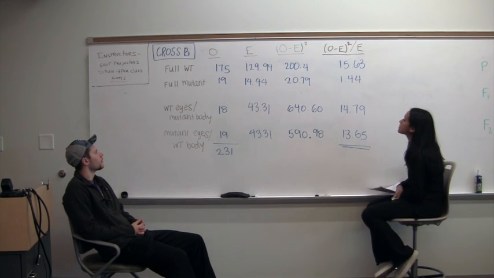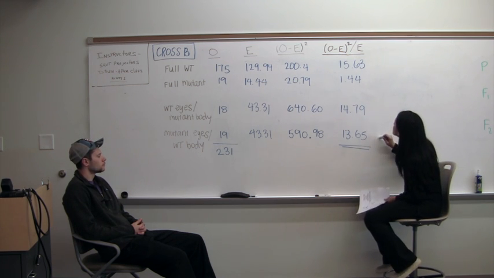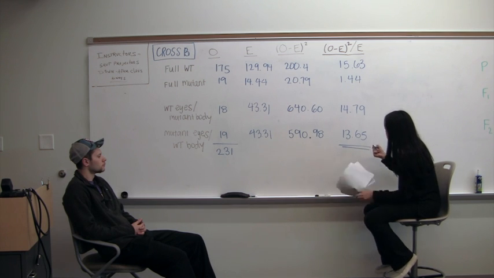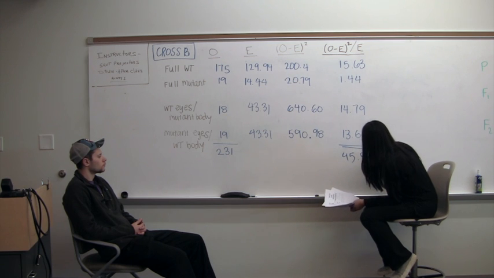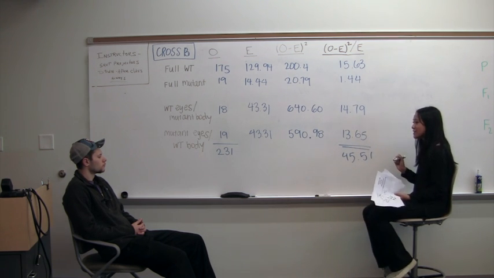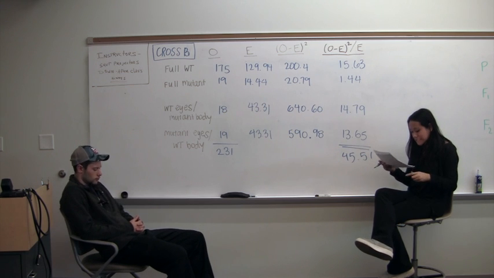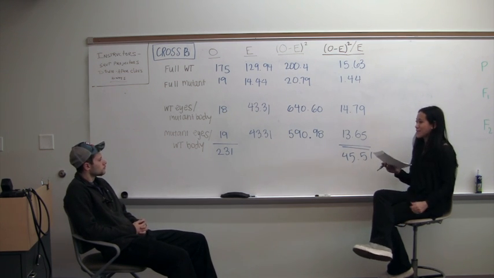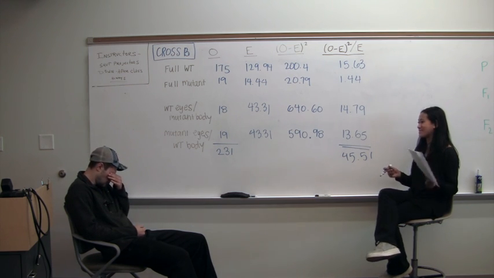So for cross B, do the calculations one more time. And adding these together, we get 45.51 as our chi-squared value. So I guess that's a little better. So it's headed in the right direction, but still. So with 3 degrees of freedom, that still gives us a p-value of less than 0.005. So our hypothesis is rejected for the reciprocal cross too.